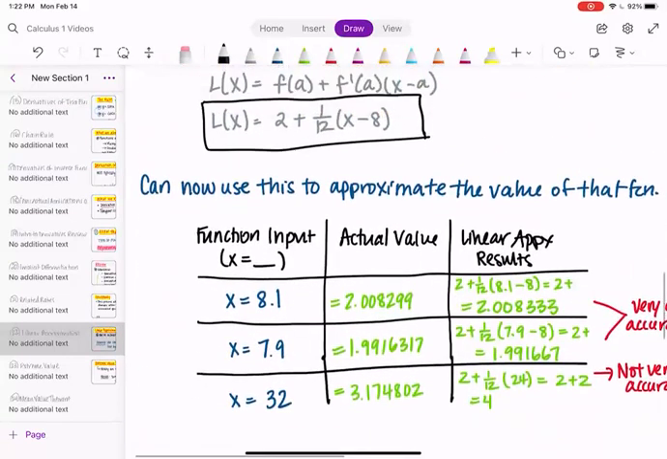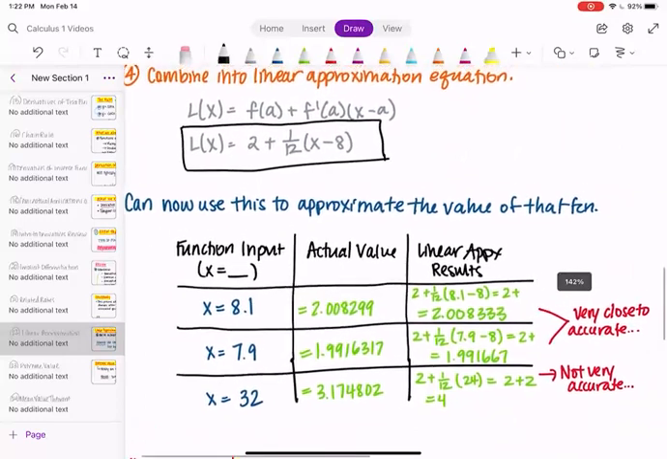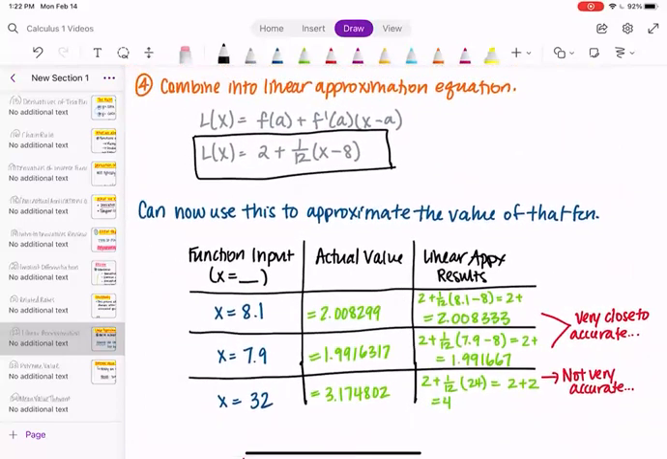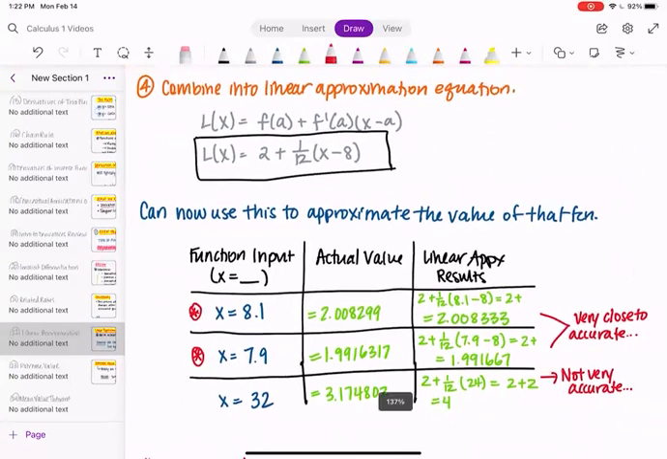What we can do now, though, is use that linear equation to approximate different x values on that function. So here I find one a little bit higher than 8. Here I find one a little bit lower than 8. And here's one that ends up being way further down the line. And we'll see why that's not necessarily a good idea in a second, right?